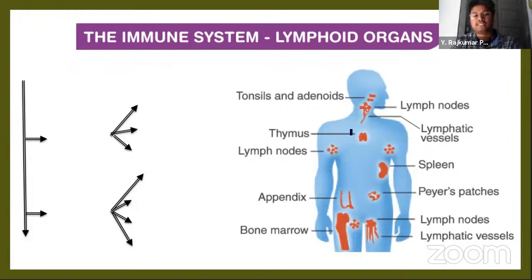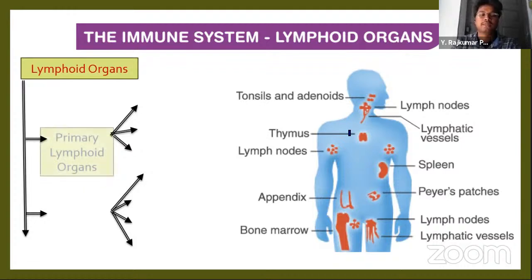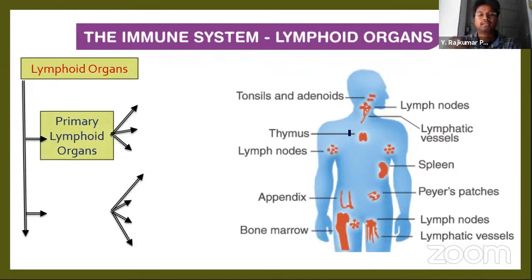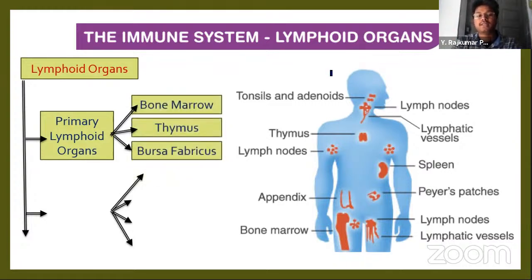Let's see the immune system and what are the different organs present in the immune system and their location. So, the immune system has lymphoid organs. Okay, the main cells of the immune system are lymphocytes, isn't it? Hence the name lymphoid organs. Lymphoid organs are of two types: primary lymphoid organs and secondary lymphoid organs. Examples of primary lymphoid organs are bone marrow, thymus, and bursa of Fabricius.